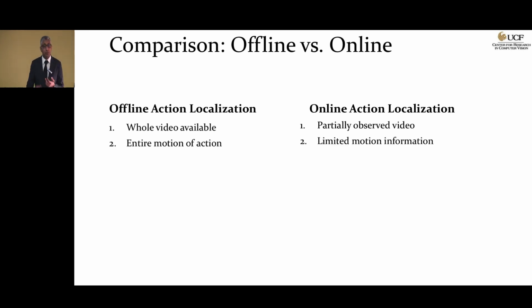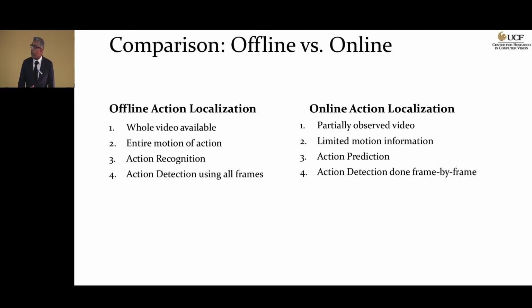Hence, in offline you have the entire motion available to you, which can be used by a classifier to recognize and detect an action, as compared to limited motion information when you have a streamed video in the online sense. Hence, it becomes an action recognition versus a prediction problem. And lastly, because you have all the frames available in offline, you can use all those frames to detect pretty much by searching everywhere, as compared to online, where you have to do detection and prediction on a frame-to-frame basis.